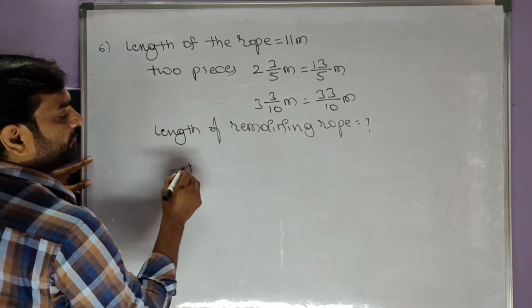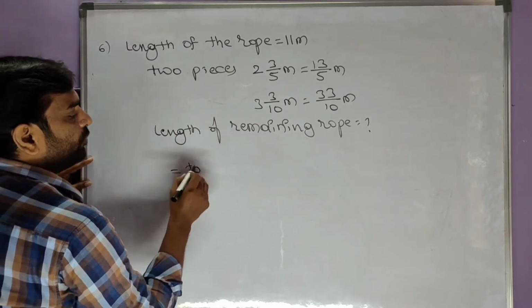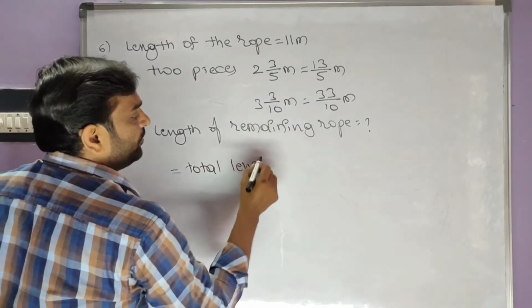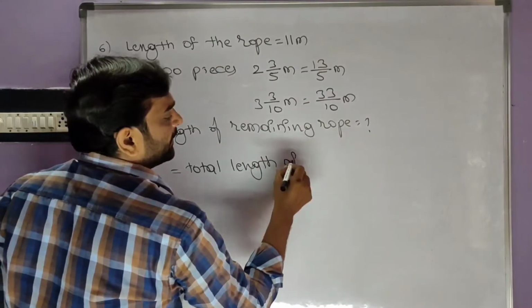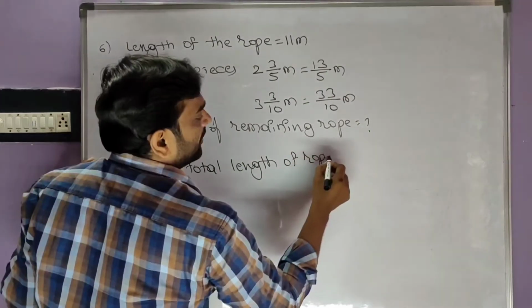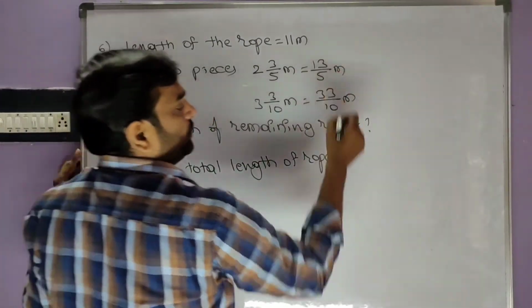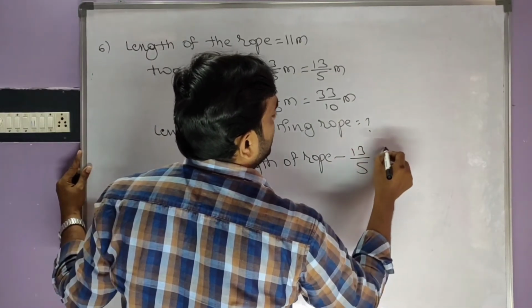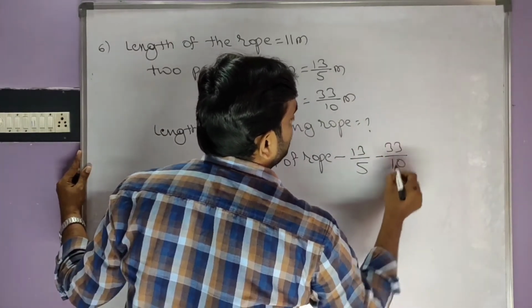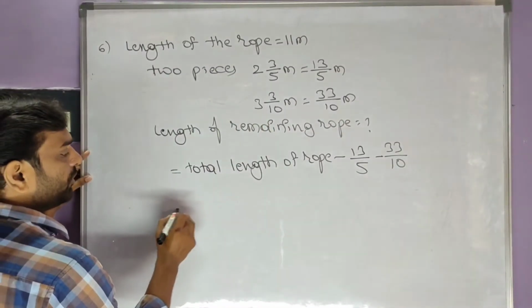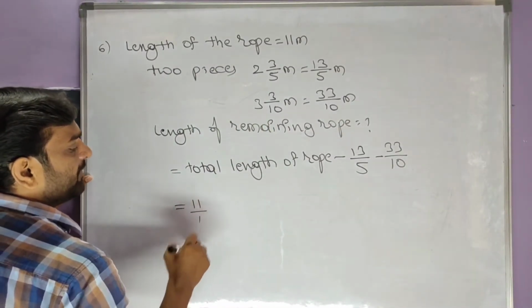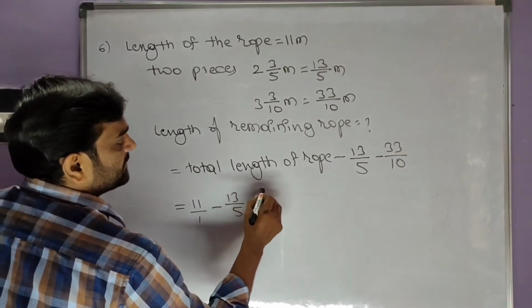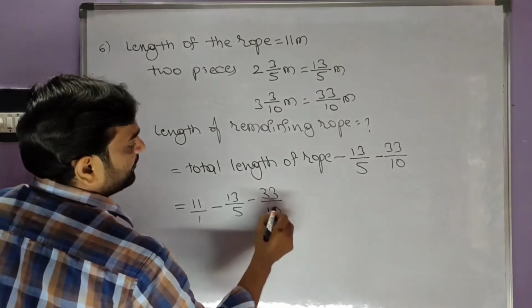Length of remaining rope is equal to total length of rope minus these two. What are those? 13 by 5 minus 33 by 10. What is the length of total rope? 11. It can be written as 11 by 1 minus 13 by 5 minus 33 by 10.